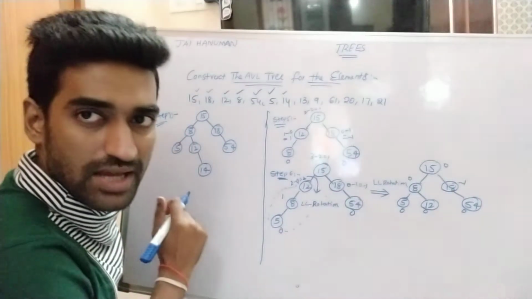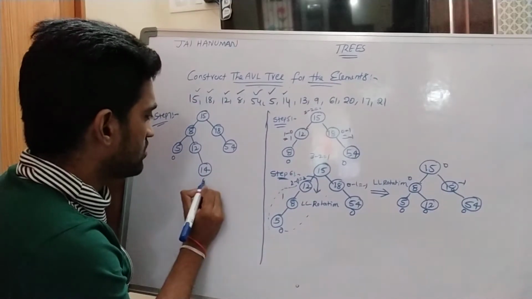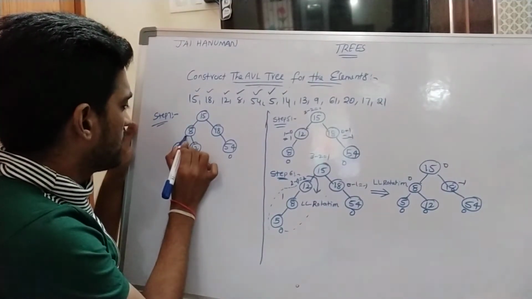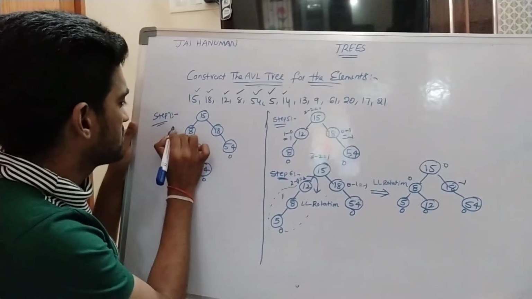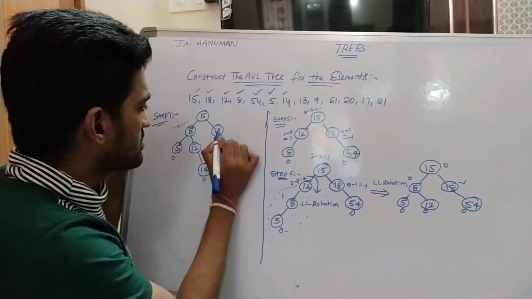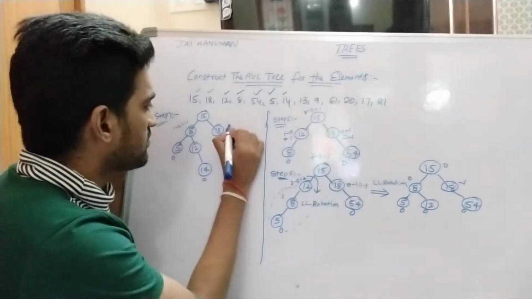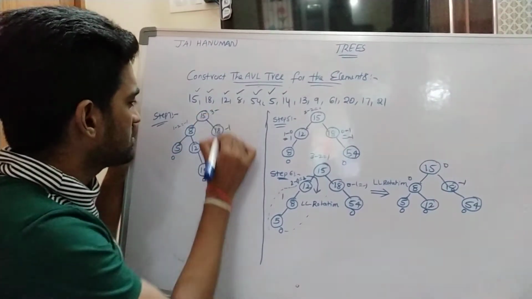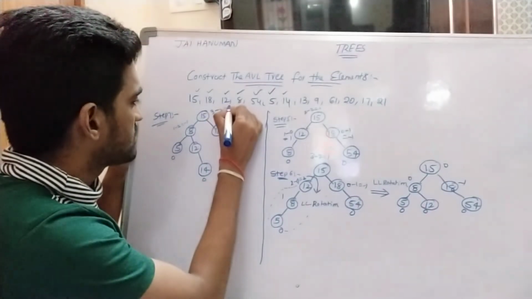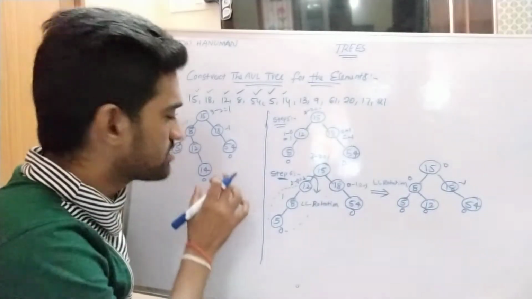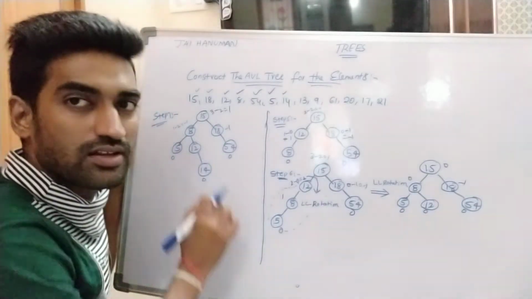Again we are calculating the balancing factor. 0, 0, 0 for leaf nodes. So here 1 minus 2, which is equivalent to minus 1. For this node, 0 minus 1, minus 1. For this one, 3 minus 2, which is equivalent to 1. So this is also an AVL tree. Why? Because it satisfies the balancing factor property.